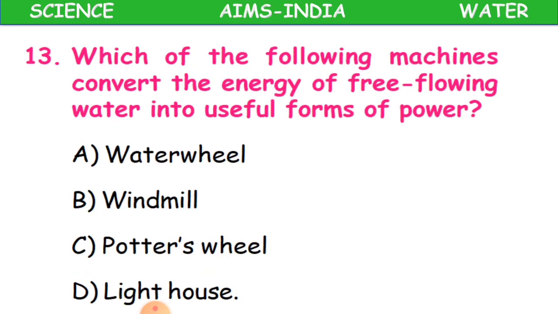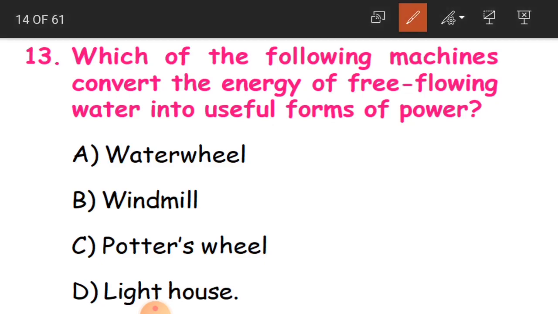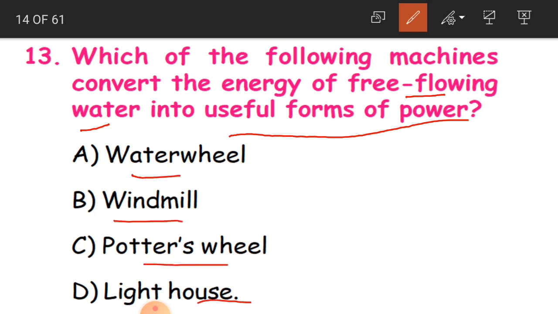Now the 13th one. Which of the following machines convert the energy of free flowing water into useful forms of power? Which of the following machines? So here you have got different type of machines children. Which machine is going to convert the energy of free flowing water into useful forms of power? Which machine is going to convert this? Okay, so you are having 4 options: water wheel, windmill, potter's wheel and lighthouse.